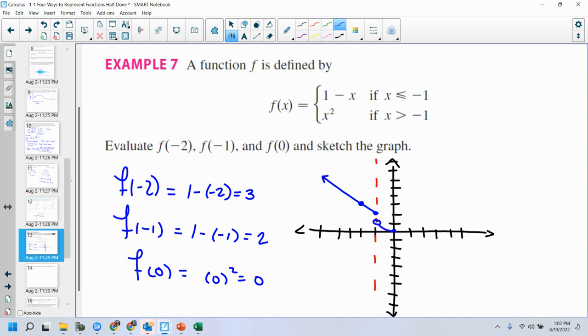At negative 1, it flips back over to 1 minus x. And then on the right side, I just have to finish out my parabola. 1, comma 1, 2, comma 1, 2, 3, 4. Put a dot out there. So it looks parabolic on the right side.